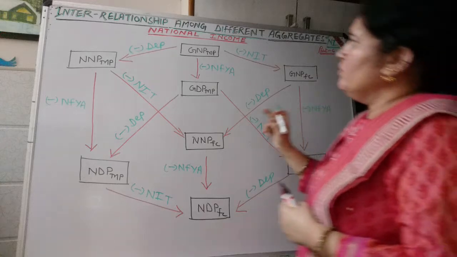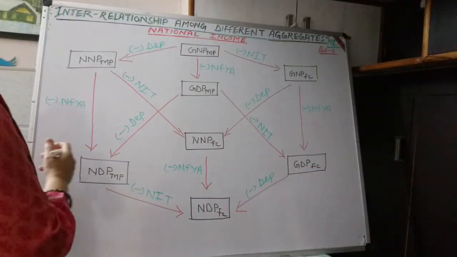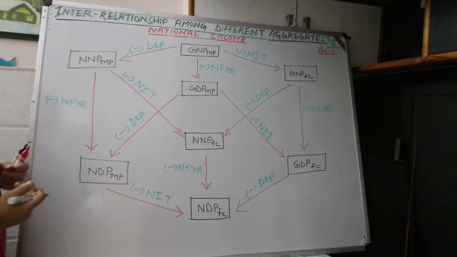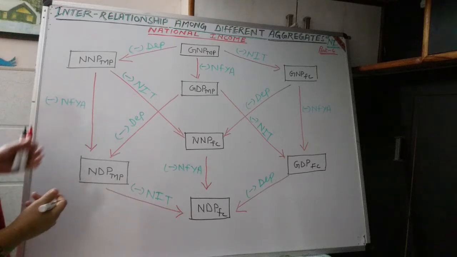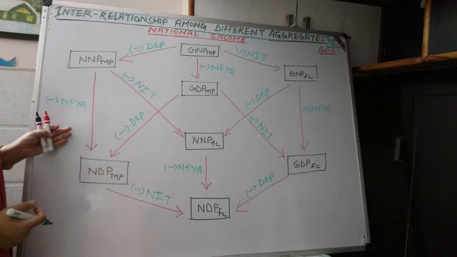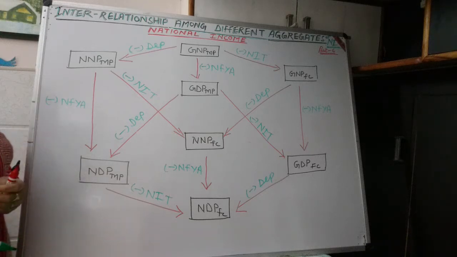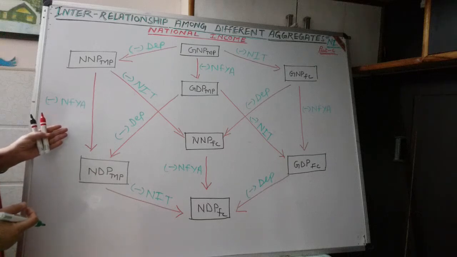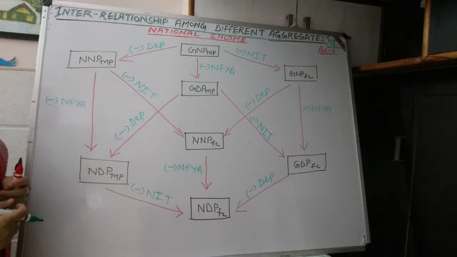So in this way, we can make a relationship between different aggregates of national income. This diagram will help you a lot in your theoretical portion as well as in your numerical portion. So this is a very important question theoretically as well as numerically.